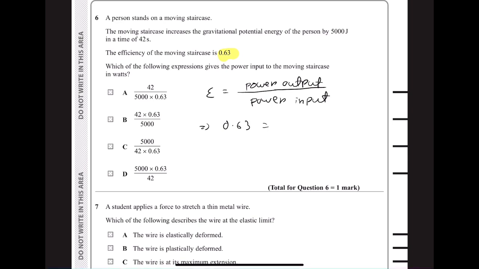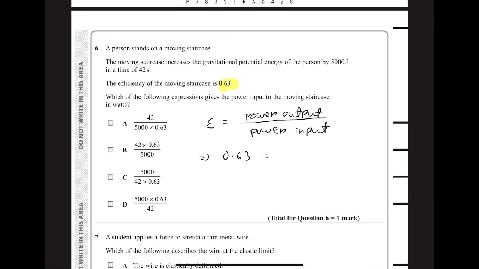Now from the question, you have to understand which one is actually the power output and which one is the power input. The question is about a person standing on a moving staircase, and the staircase is giving an energy of 5,000 joules in a time of 42 seconds to the person. So we know the power output of the staircase. Now we have to find the power input, as stated in the question.